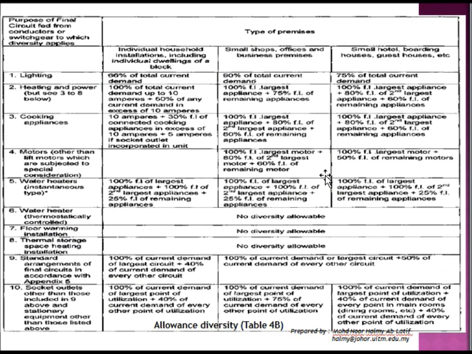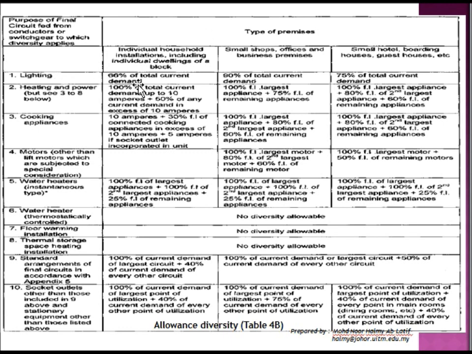Okay, so this is a table, we call it table 4B, which is allowance for diversity. Those apply for every current, like lighting, heating and power, cooking appliances, water heaters. Okay, they are for individual household installation, individual dwelling of a block.